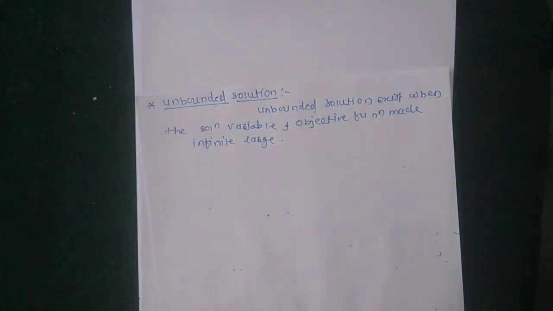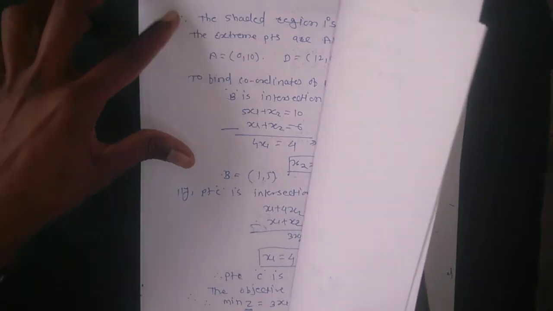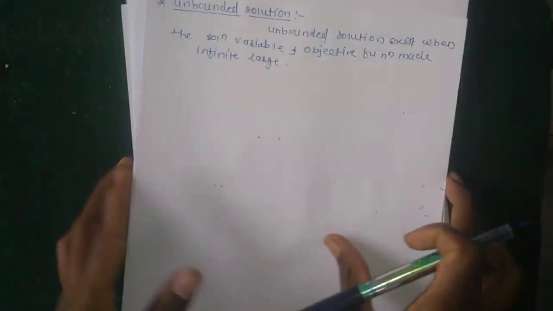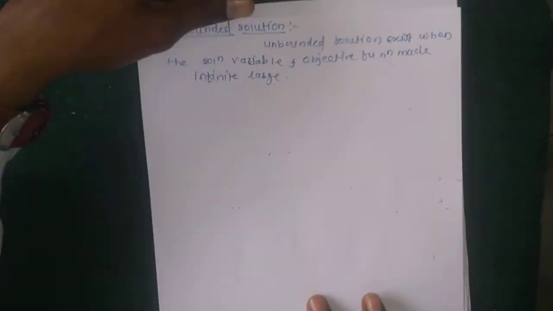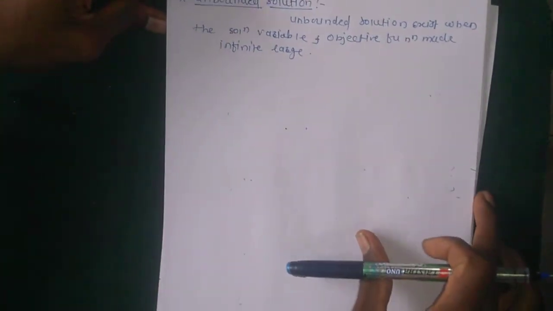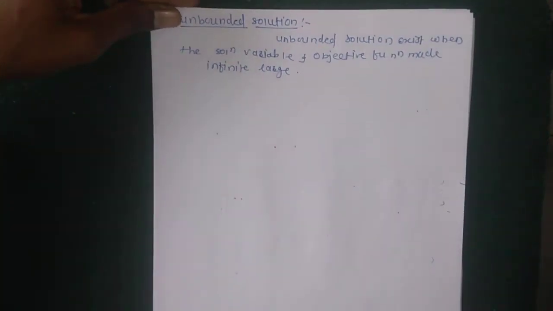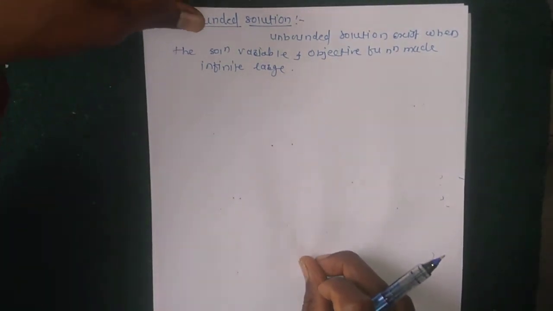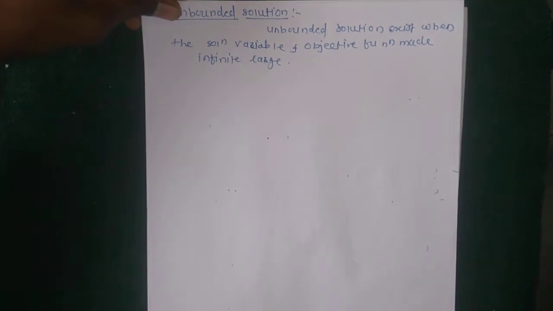We say that when the objective function is, suppose, as shown in the graph here, unbounded solution means when a region is unbounded, then we say the given solution region is unbounded, and if the objective function is of maximized type, then we say that the given LPP has an unbounded solution.